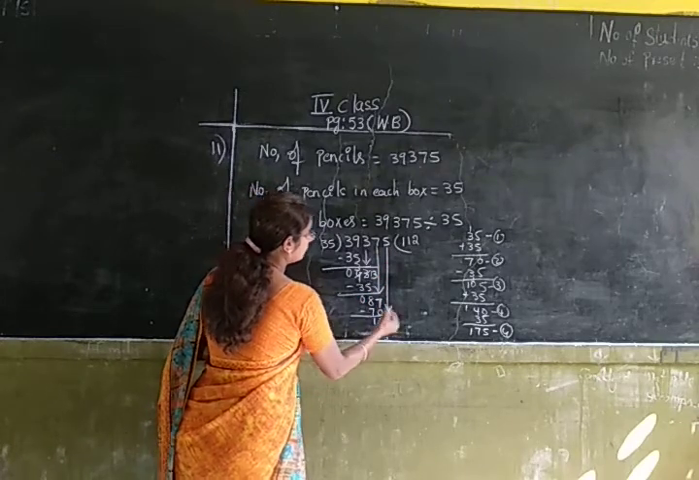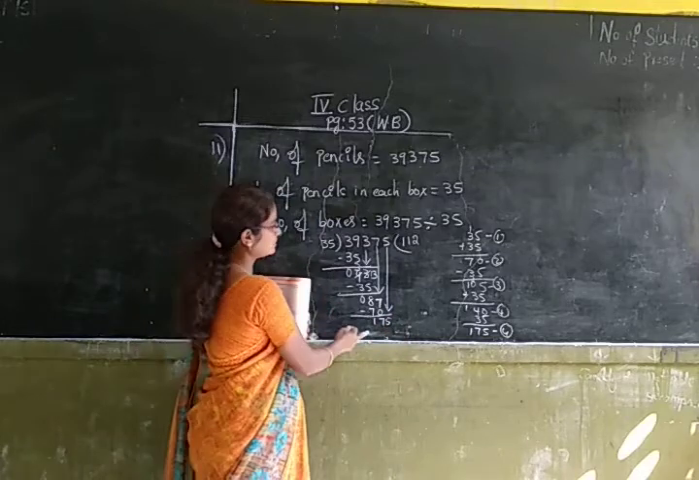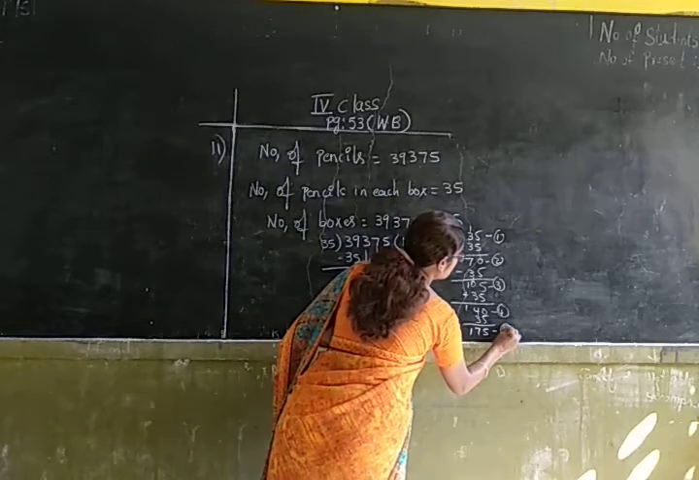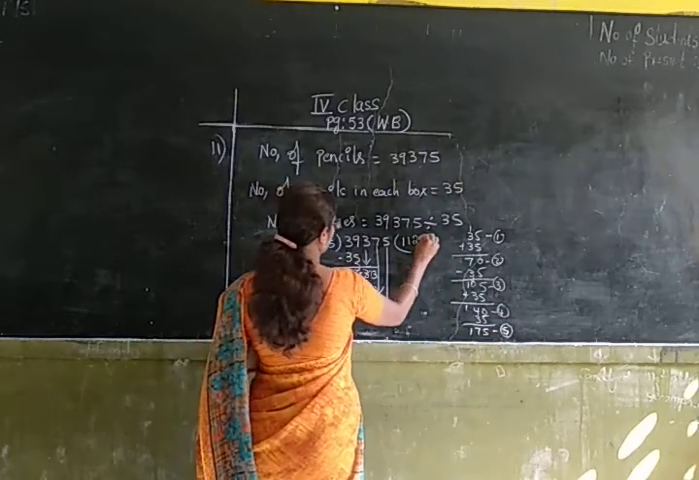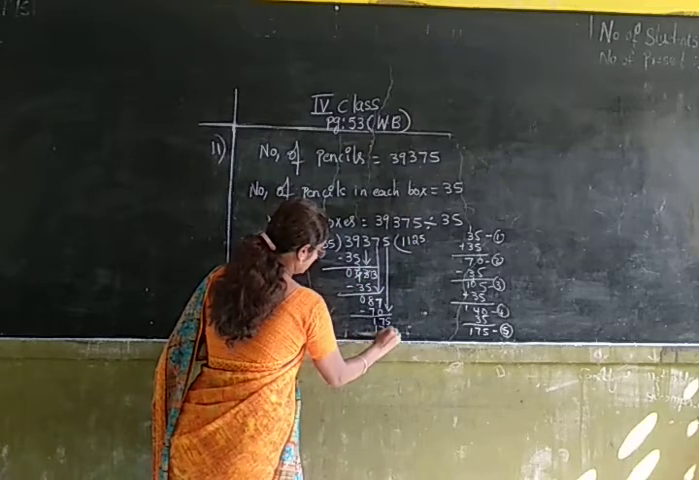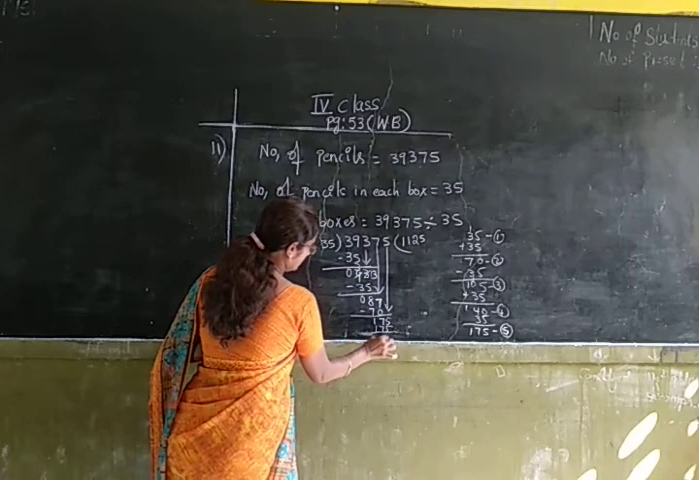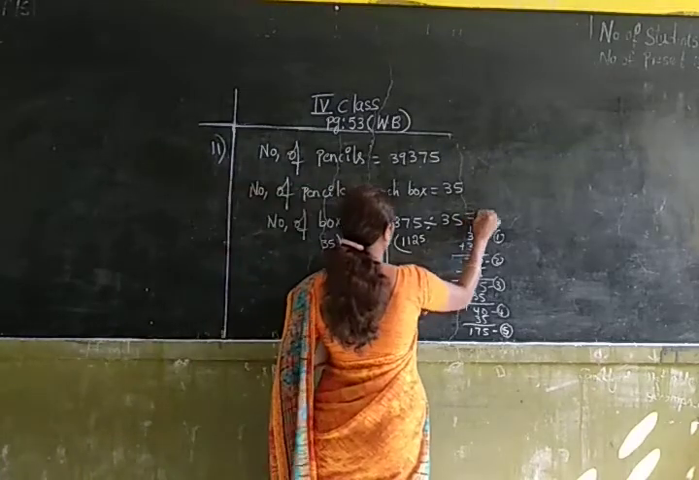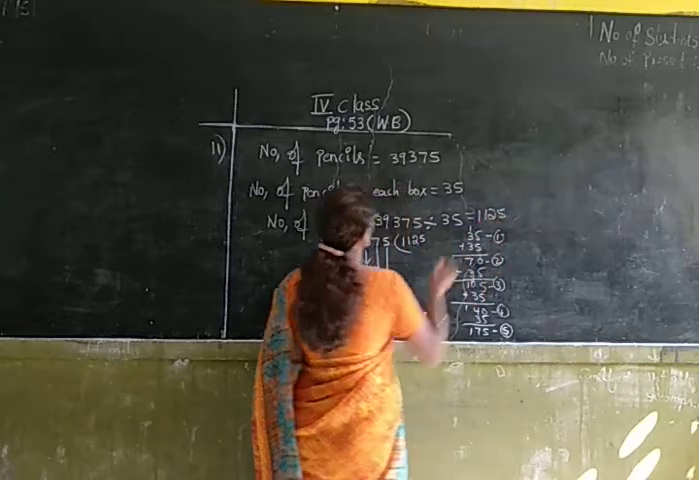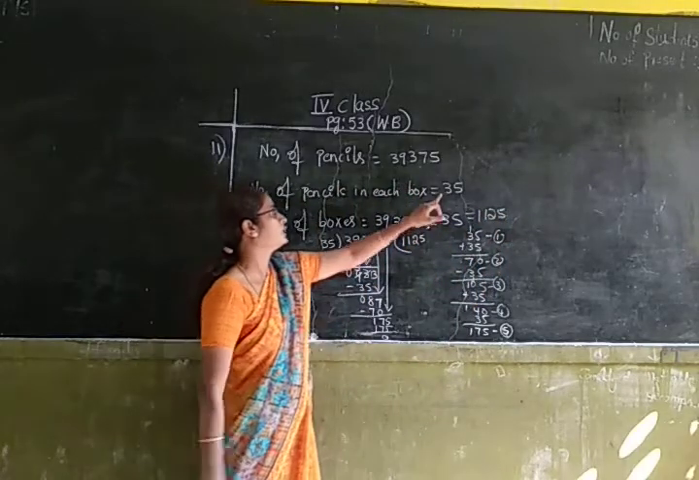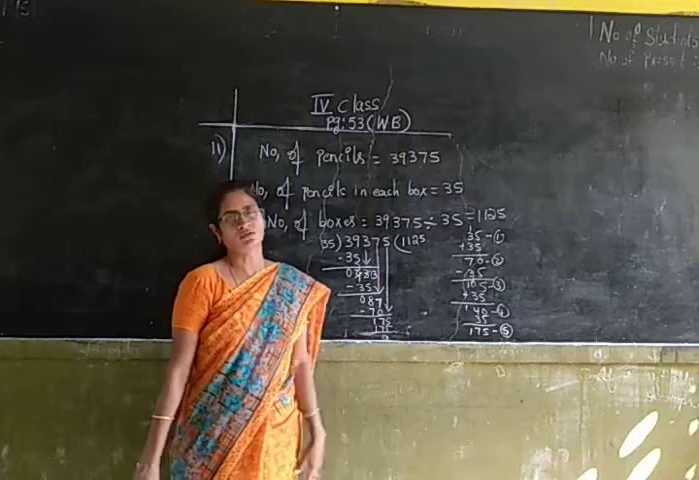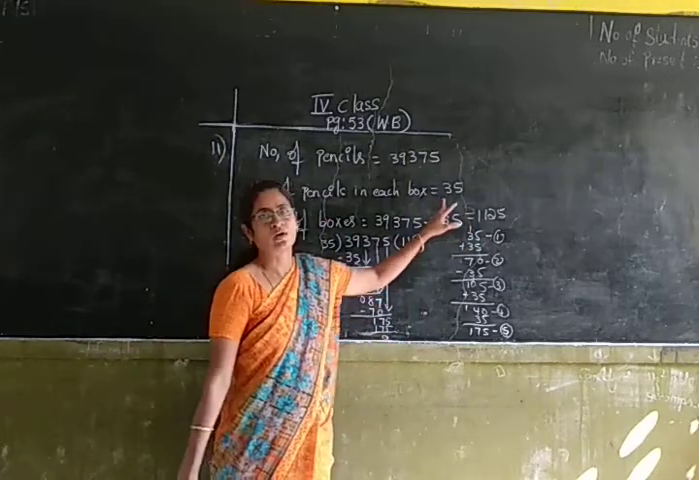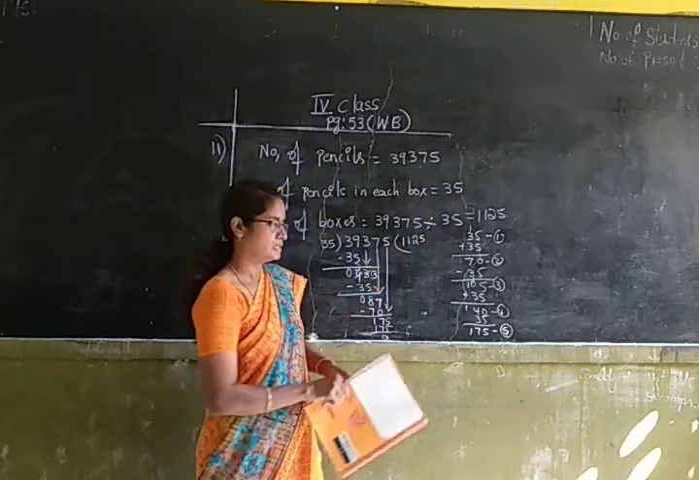Bring down 5. How many times 35 goes in 175? It goes, sorry children, this is 5 times. So that is 175. 175 minus 175 is 0. So how many boxes are required? 1125 boxes are required to keep 35 pencils in each box. Okay children?